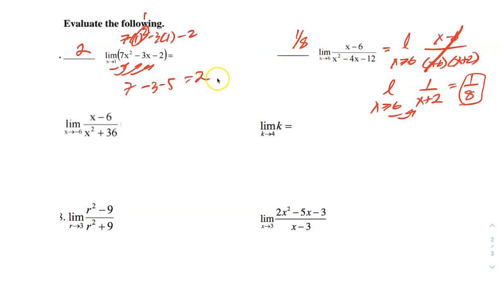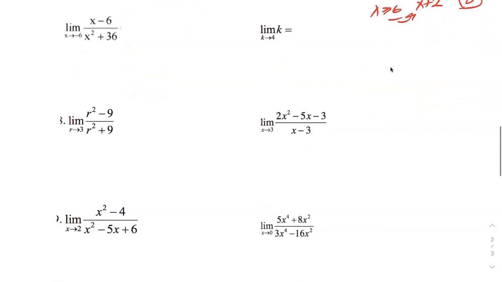So the general rule for limits is, plug it in. If it works, you're done. If you get 0 over 0, that means it doesn't work, and then you have to fix it. Our only real way of fixing it right now is to factor. Next one. Limit as x approaches negative 6. So plug it in.